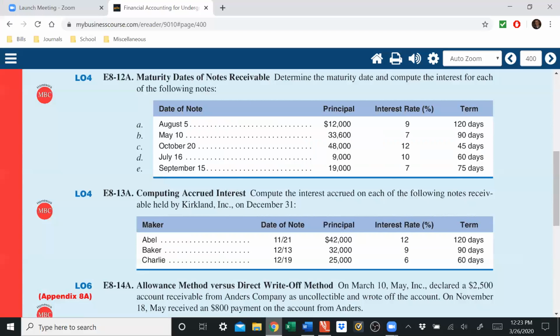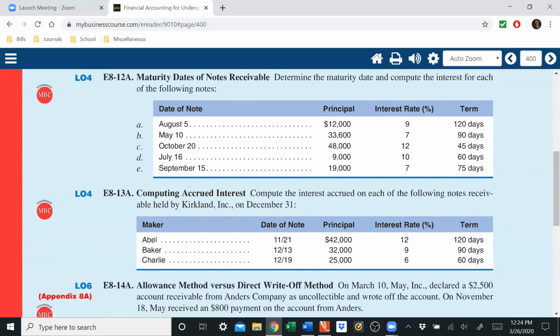All right, notice that these notes, the term is in days. So the first note, the lender lent $12,000 to the borrower on August 5th. The term of the note is 120 days from August 5th. And the interest rate is 9%. The interest rates given are all annual interest rates. Interest rate is always annual unless stated otherwise. Just assume it's annual. So this 9% is the interest rate they would get on the $12,000 if it was a 1-year note. But it's not a 1-year note, it's a 120-day note.